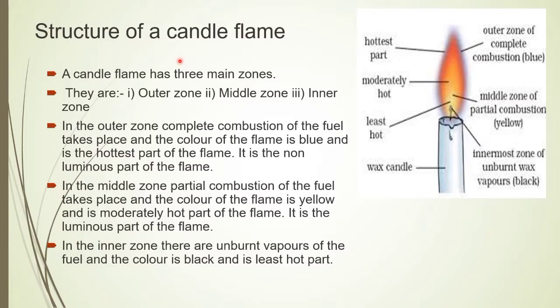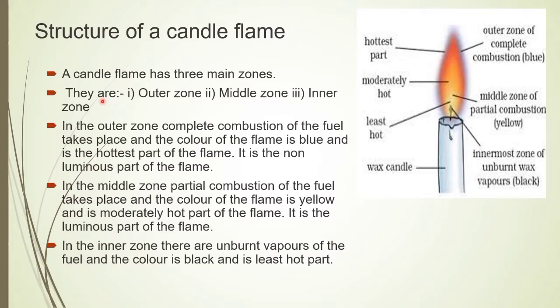So these are the structures of a flame, where we have three zones. The first zone is known as the outer zone, the second zone is called the middle zone, and the third is known as the inner zone. The outer zone produces a blue flame, and complete combustion takes place. You have to remember this point. Another thing is that it is the hottest part. This is the non-luminous part.